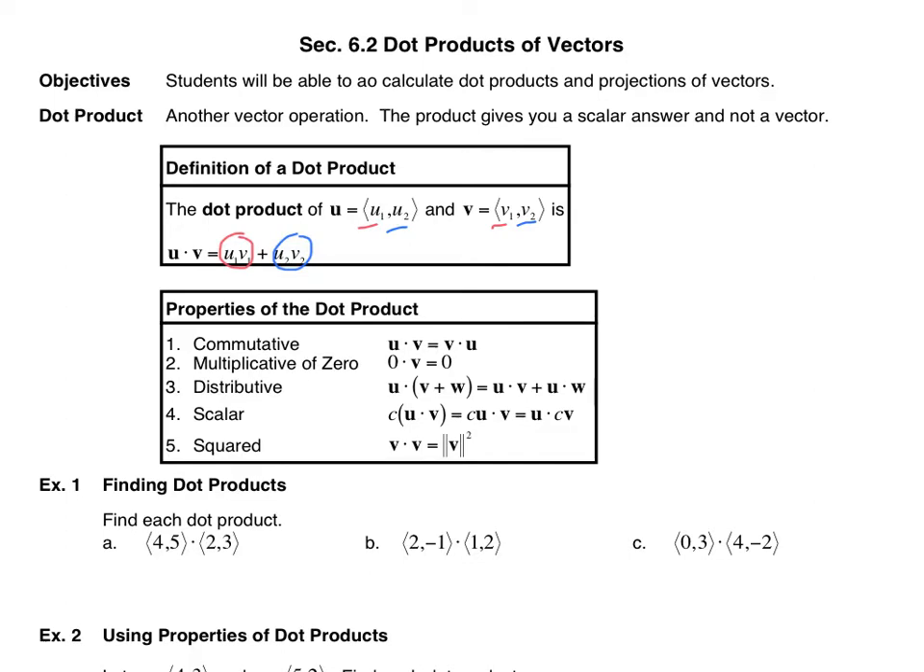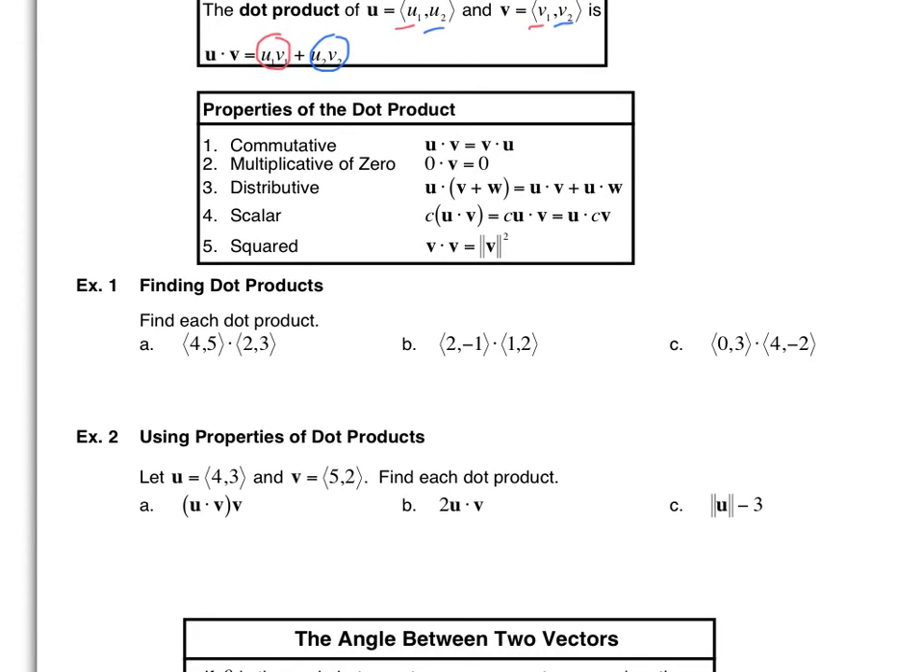And then we also have properties of dot products just like we had properties of vectors before, and some of them are the same. So I can multiply two vectors in whatever order I want to. Multiplication is commutative. However, if I have a scalar of 0 and I multiply it to a vector, I don't actually get a vector that's 0, 0. I get a scalar answer of 0.